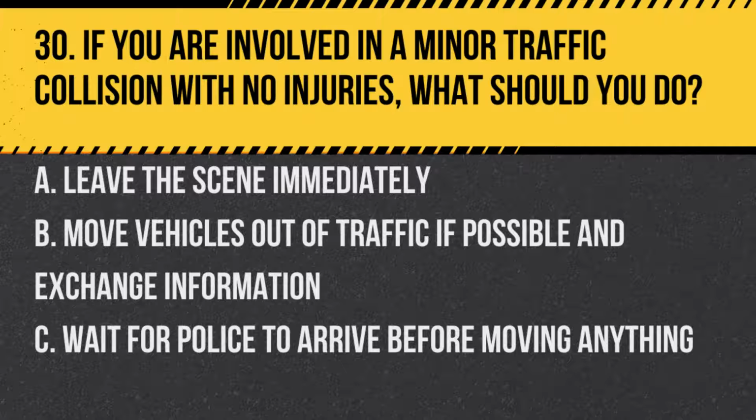Question 30. If you are involved in a minor traffic collision with no injuries, what should you do? A. Leave the scene immediately. B. Move vehicles out of traffic if possible and exchange information. C. Wait for police to arrive before moving anything. Answer: B. Move vehicles out of traffic if possible and exchange information. If there are no injuries and the vehicles can be moved, it's best to move them out of traffic and then exchange information with the other driver.